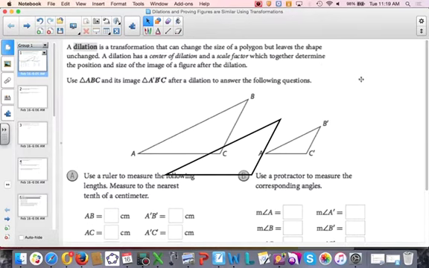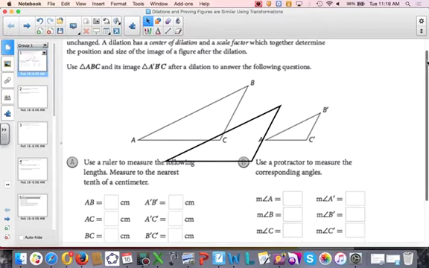So just as a comparison, remember that when we did reflections, there was a line of reflection. When we did rotations, there was a center of rotation. When we did translations, there was a vector of the translation. So a dilation also has its components.